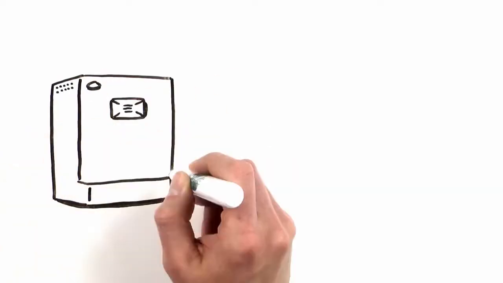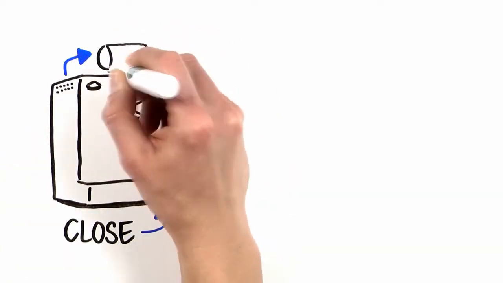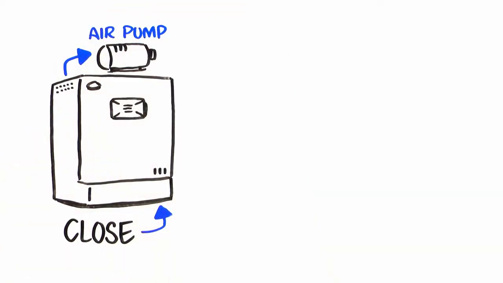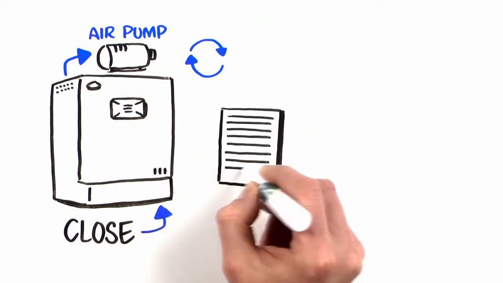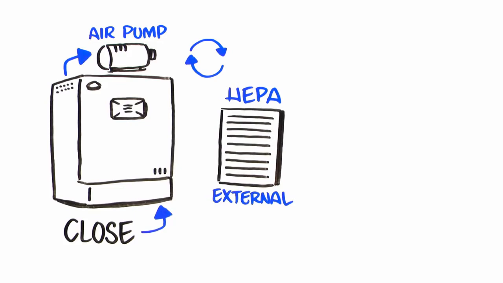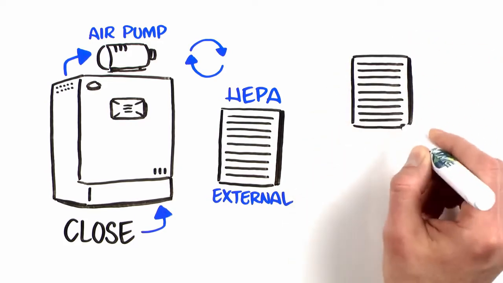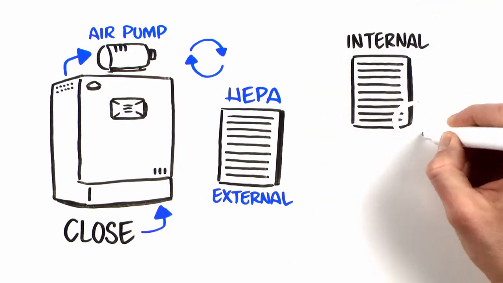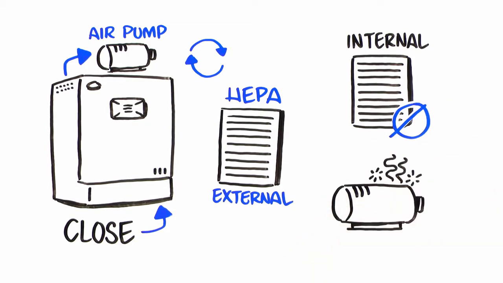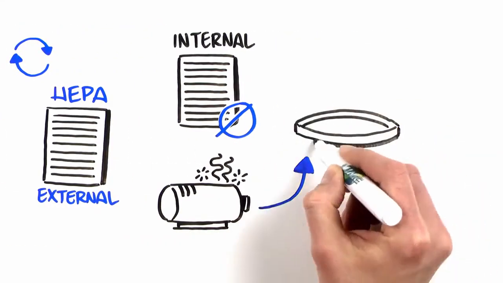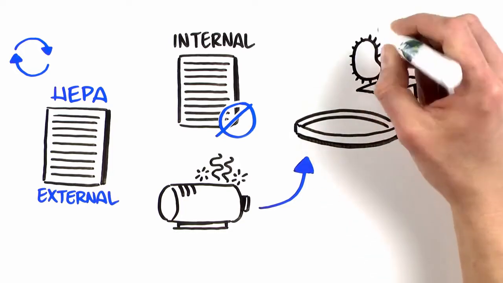When you close the doors, NuAire's continuously operating air pump draws an environmental sample from the chamber and circulates it through service-friendly, externally mounted HEPA filters. Other manufacturers locate HEPA filters within the interior growth chamber. In this case, if the blower motor stops and static pressure is lost, contaminants can fall freely onto your samples.